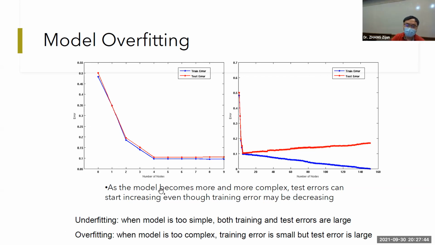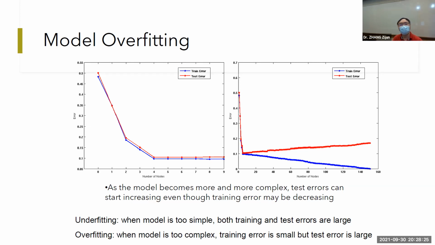So this introduces 2 definitions. One is called overfitting. It means the model is too specific, too complicated, or too complex. The more intuitive observation is that its training error is small, but the test error is large. Correspondingly, there's another term called underfitting. What does underfitting describe? Underfitting describes that the model is not well trained. It is too simple, so that both training and test errors are large.